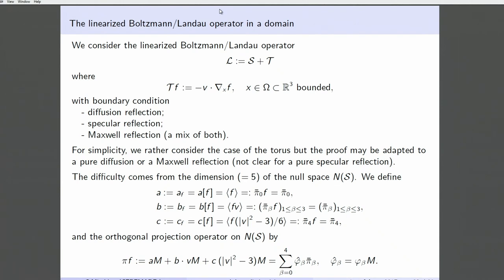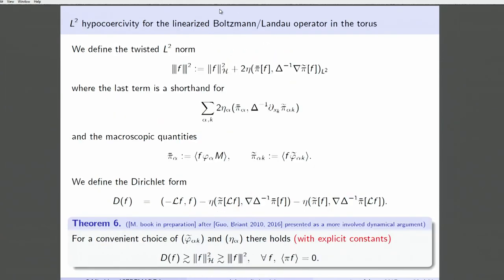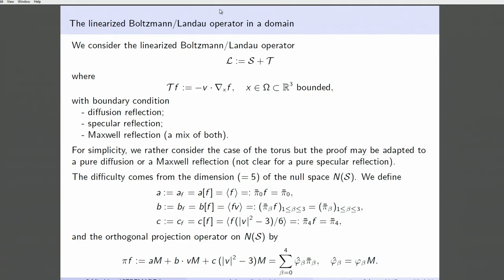Okay, so to end, we can ask what happens for the linearized Boltzmann equation. So in the domain first. So in the domain, you have to put some boundary condition, some reflection, which are diffuse reflection, specular reflection, or a mix of both. Okay. So again, I will just consider the torus because the idea is the same. There are extra terms in that case. Okay. And what we do, in fact, is the same idea. So we introduce the macroscopic quantities A, B, C. So the mass, so A is rho, B is J, and C is something which is more or less the temperature.